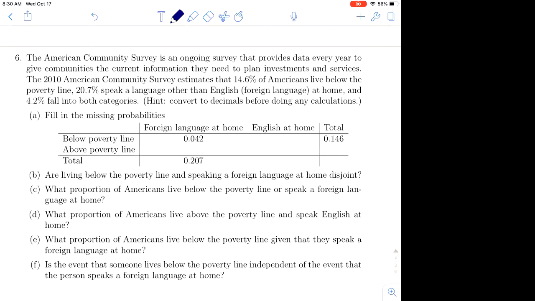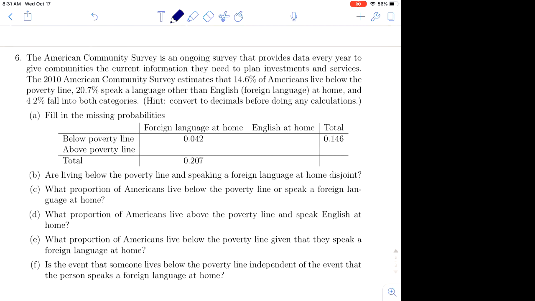The American Community Survey is an ongoing survey that provides data every year to give communities the current information they need to plan investments and services. The 2010 American Community Survey estimates that 14.6% of Americans live below the poverty line. So there's an established poverty line, right? If you make below some certain income, you live below the poverty line.